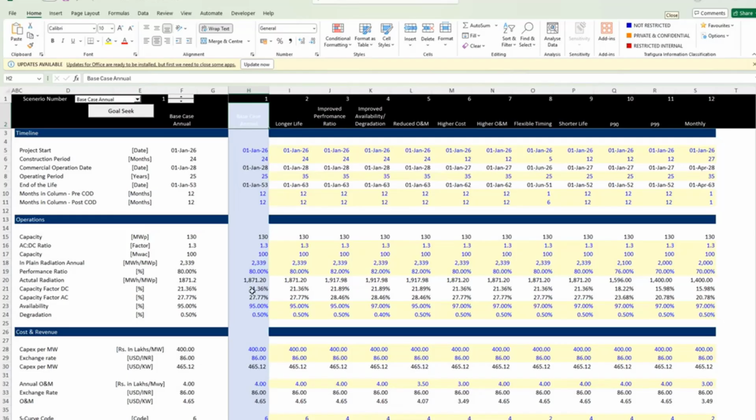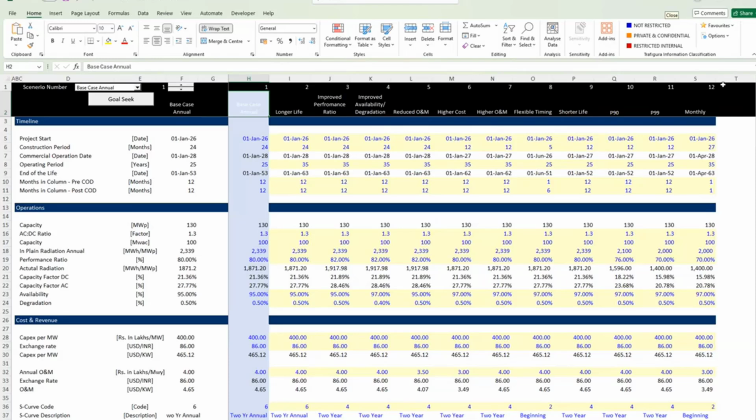I said, oh, okay. What we could do is put a longer life into this project. We could put in improved efficiency with the performance ratio. We could maybe get lower degradation. We could reduce the O&M. So those are supposed to represent the synergies this time.